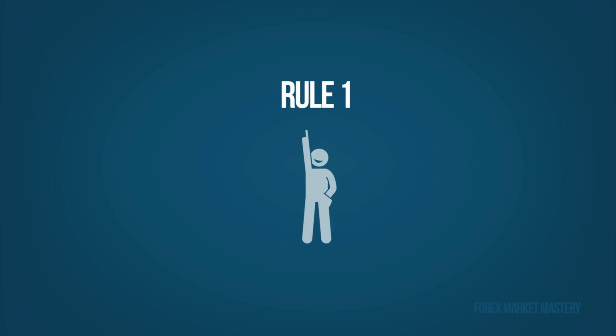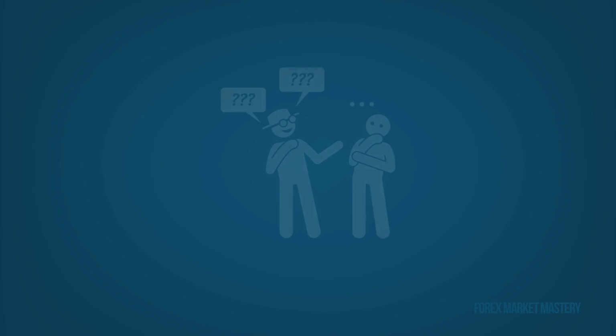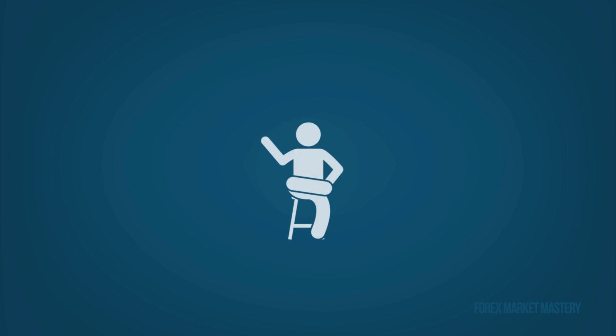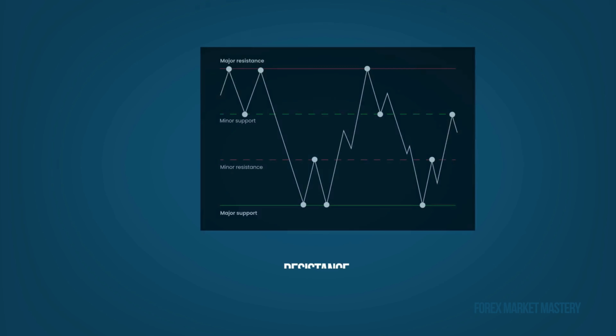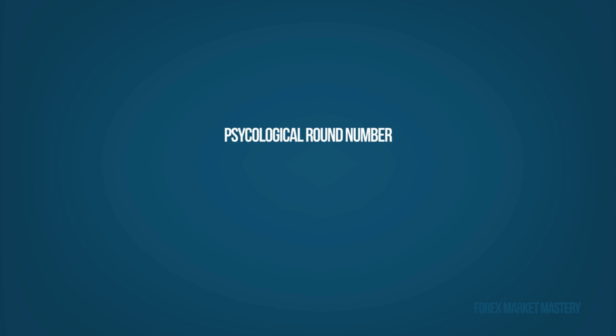Rule number 1. Never trade a candlestick pattern in isolation. You need confluence. What's confluence? Multiple reasons to take a trade. Here's what I look for. 1. The pattern appears at a key level. That means major support, resistance, a Fibonacci retracement level, or a psychological round number in Forex like 1.10000 on Euro USD.